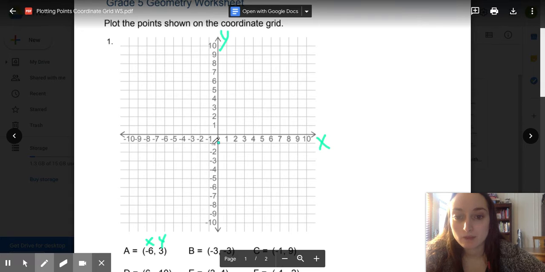So I remember that Mrs. Meany said Mr. Rogers told you that you always need to walk to the elevator before you can go up or down. So we know we need to go right or left on the x-axis before we can go up or down on the y-axis, right?